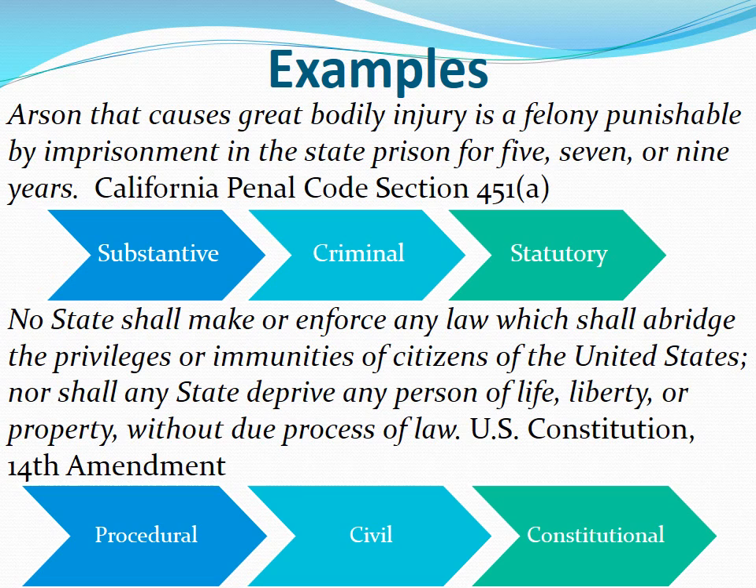Our second example is from the U.S. Constitution, the 14th Amendment. It says, "No state shall make or enforce any law which shall abridge the privileges or immunities of citizens of the United States, nor shall any state deprive any person of life, liberty, or property without due process of law." This actually includes two different clauses, which we know as the Privileges and Immunities Clause and the Due Process Clause of the U.S. Constitution. So let's talk a little bit about this particular clause.